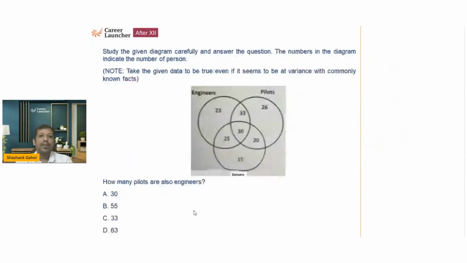Now let's look at this one. Study the given diagram carefully and answer the question. Number of how many pilots are also engineers? So we are looking for pilots and engineers. Pilots are this one and engineers are this one. So pilots and engineers both. But the question is saying not dancers, and that is not mentioned. So what is the total number of pilots and engineers? That is going to be option D, that is 63.